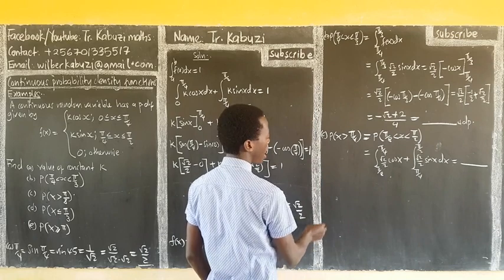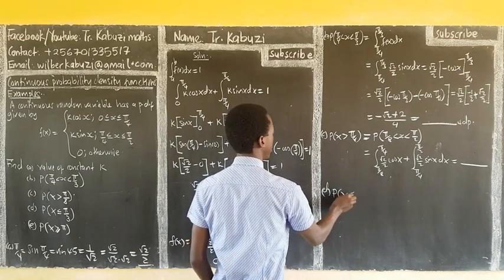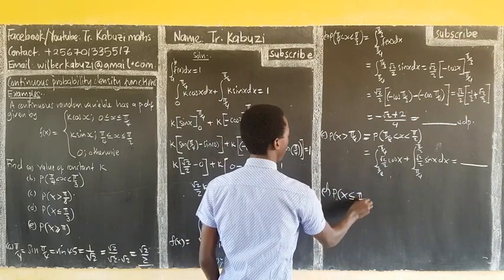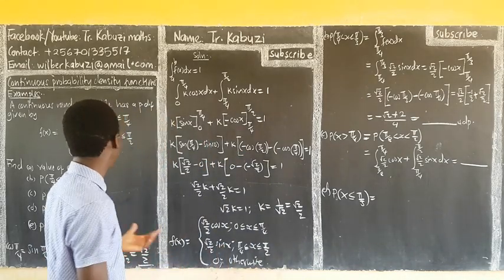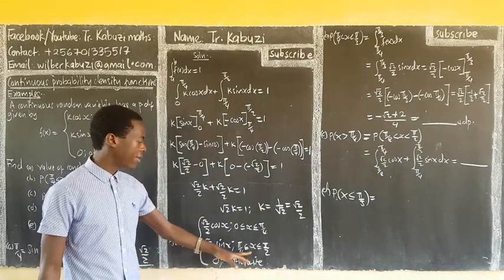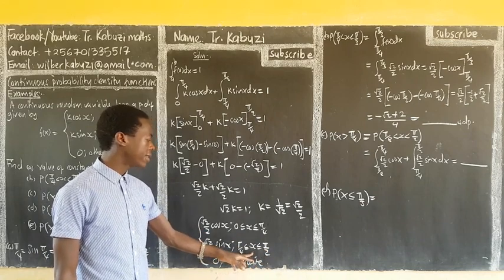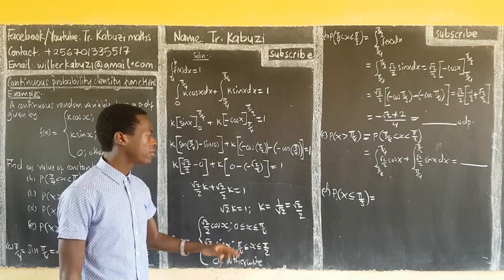Then from here, I have part B, where I have probability of x less than 2 pi over 3. This pi over 3 is 60. So it's that pi over 3 is in this range, 60. This is 45 and this is 90, so it's in 60. You know it, we shall go from 60, 45, and from 45 to 0.